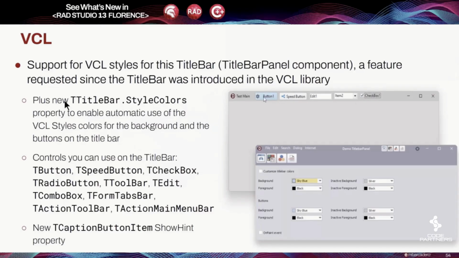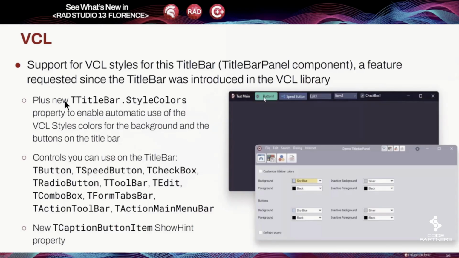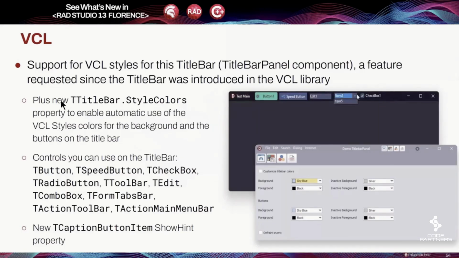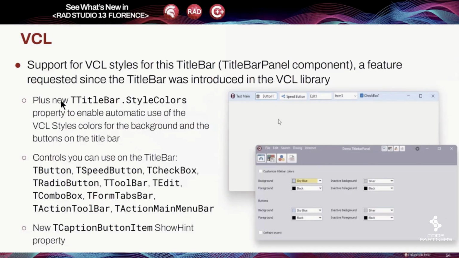Not only this, but you can fully customize the style colors for all of the various elements, the close and open button, the caption, the components dragged there, the icon, and so forth. So each of the elements that you can place in the title bar, you can also customize the foreground and background color. Not only that, but we've improved a lot of the components that you can use in the title bar. We've added a show hint property for the caption button items you can put there.